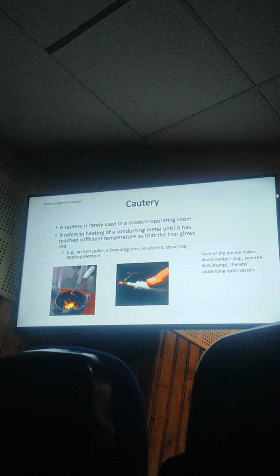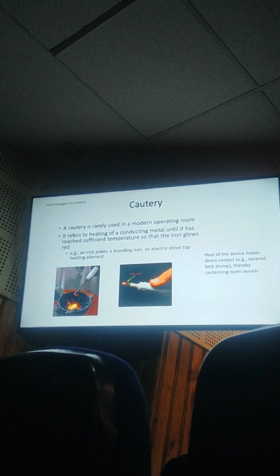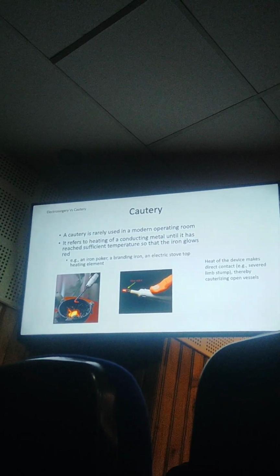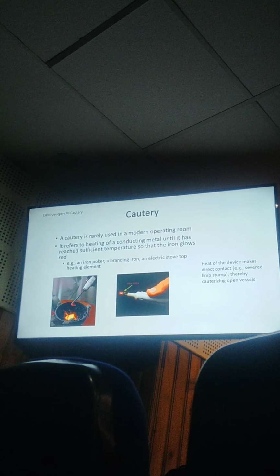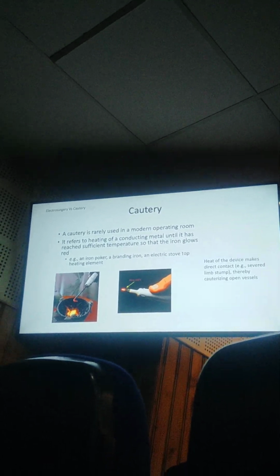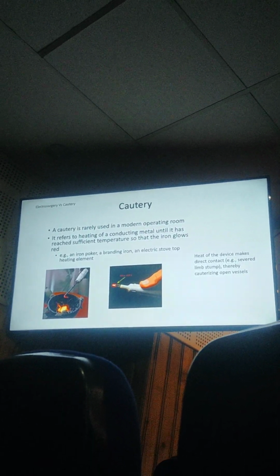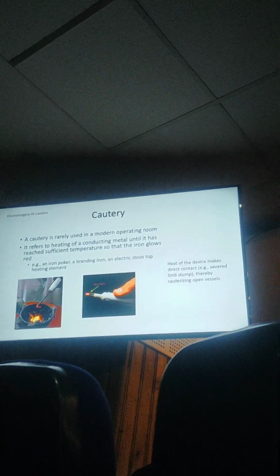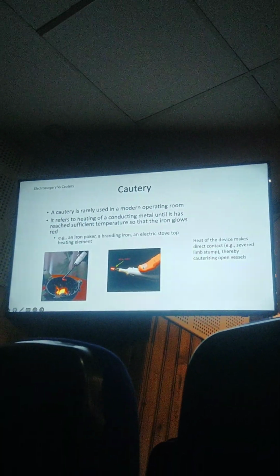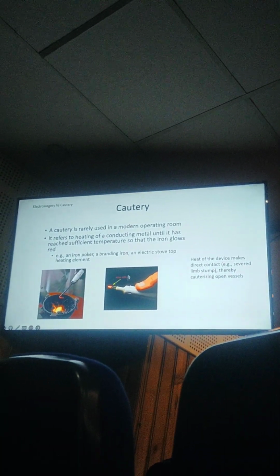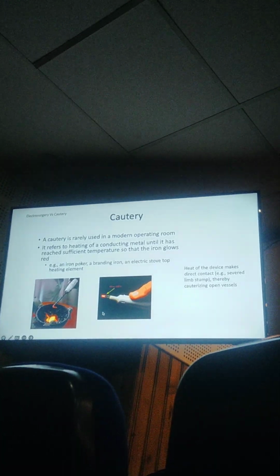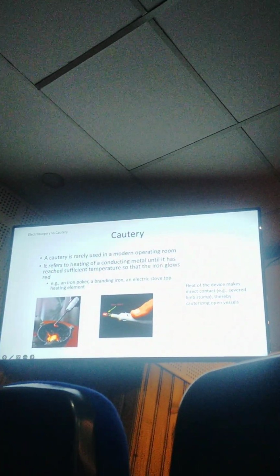so that the iron glows red. It is something similar to this iron poker, which we heat either with a fire or coal, or there is a similar electric device here on the other side, where electricity is used to heat this tip of this device.